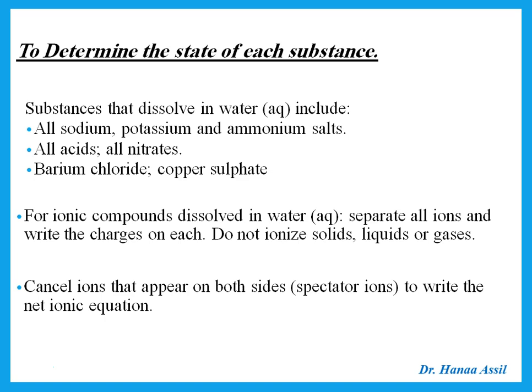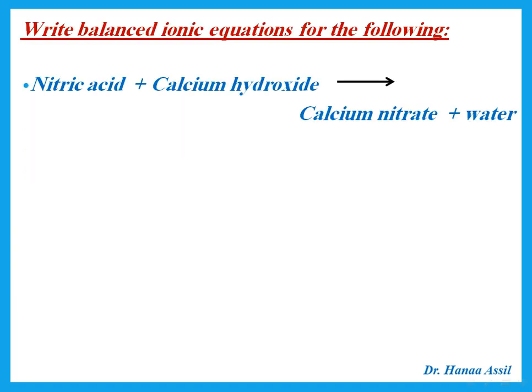Then we cancel the ions that are the same on both sides of the arrow. We call them spectator ions, and that leads us to the net ionic equation. So these are the basic rules. Let's take a look at how we can do it.